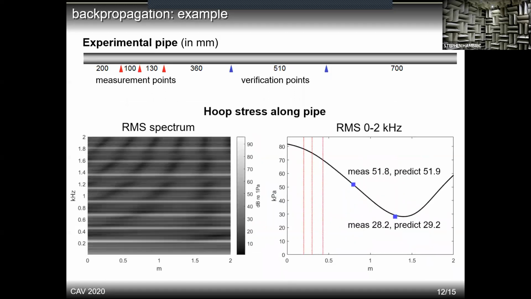Here, the map on the left, where the abscissa is the position along the pipe, while the ordinate is the frequency scale, shows the hoop stress spectrum along the entire pipe. The plot on the right shows the global RMS stress along the pipe, with the positions of measurement points used for the backpropagation marked by red lines. The 2 blue marks show the stresses measured directly. So we again see a very good matching because the measurement and the prediction made by backpropagation agree very well.